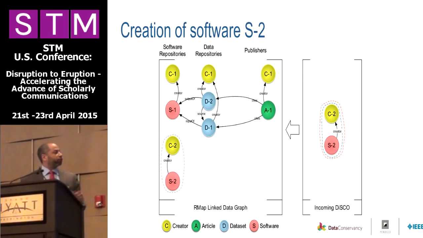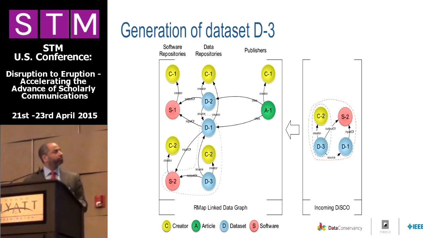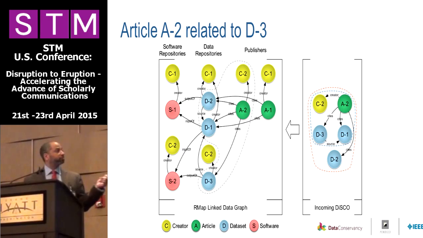Someone else comes along, another creator comes along and creates a new piece of software, and that gets registered as a push from the software repository. Another data set, D3, is generated from that. And that same agent, a person, writes an article about that. And now you can see that there's a lot more in this graph, and you can imagine over time that there will be many, many more interconnections, and there's really a lot of context to see here.